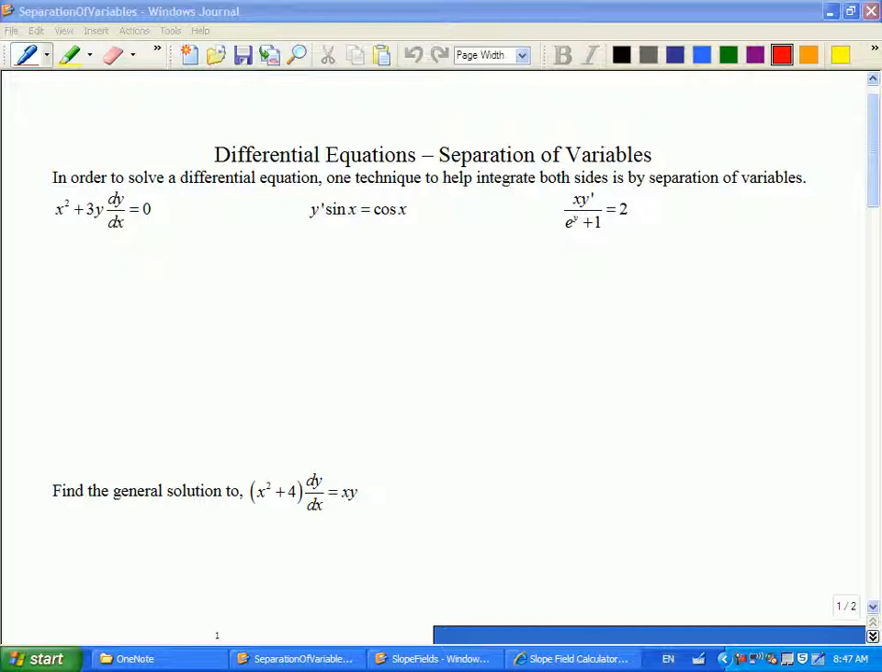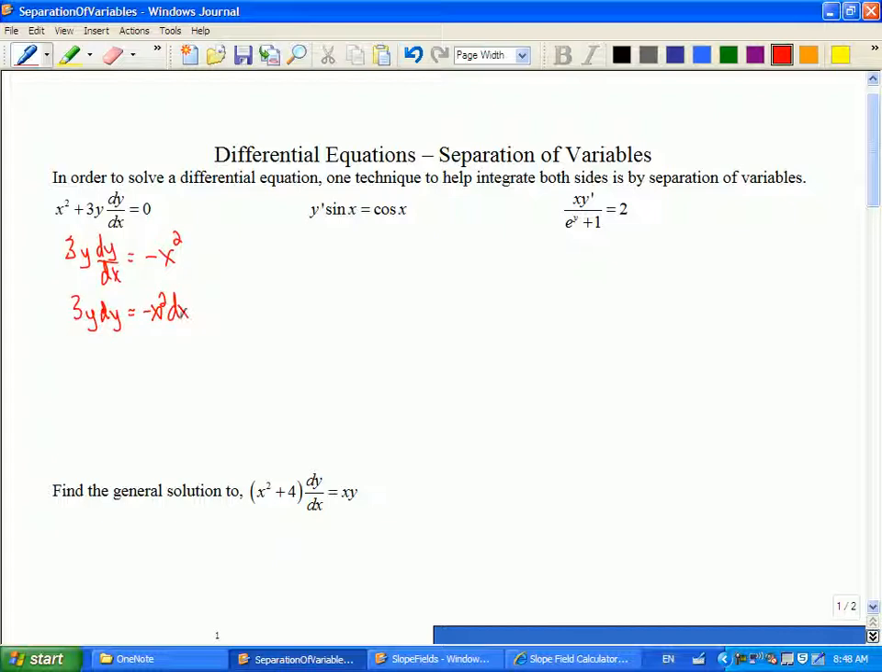So if we looked at this first one here, the technique, like we talked about a little bit last day, is we want to have the equation, one side with respect to y and the other side with respect to x. So this is how I would like to rearrange so that I could solve this. And now I'm ready to take the integral for both sides. So this will become 3y squared over 2 equals negative x cubed over 3 and a constant.